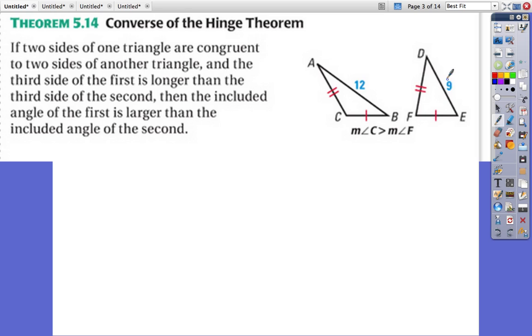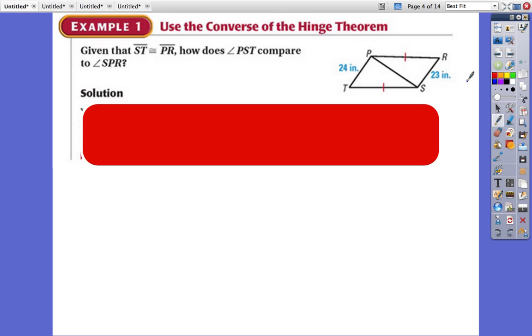So here, because this side length is 9, then that means angle F must be smaller than angle C. Here they put, which is the same thing as saying angle C is greater than angle F. Why is angle C greater than angle F? Because angle C is opposite the side length of 12 and angle F is opposite a side length of 9. So F must be smaller than C. That's the converse of the Hinge theorem.